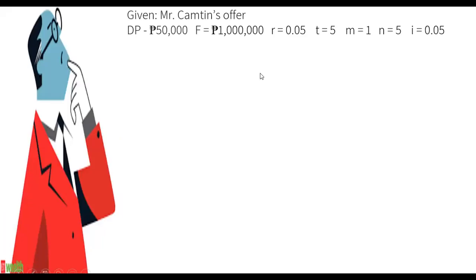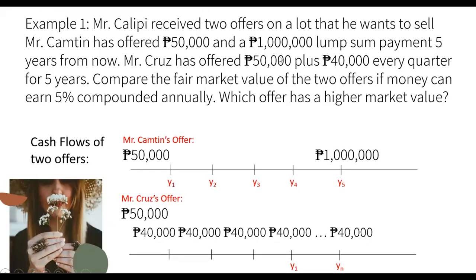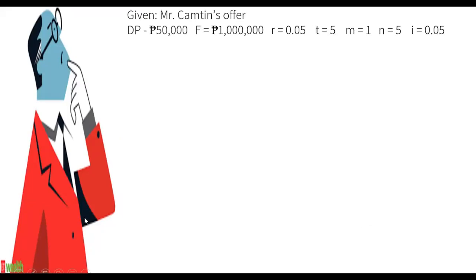So, pag kinompute na natin, ito na po mangyayari dyan. So, down payment natin for Mr. Camtin's offer, down payment minus the 50,000, and then the future value will be 1 million. The rate is 5%. The time is 5 years. The M is 1, N is 5, and the I is 0.05. So, bakit siya naging M na 1? Kasi lump sum, isang bayaran, kumbaga. Walang pagdadaan ng mga buwan pa. Kaya yung M natin, since one-time payment siya, M is 1.